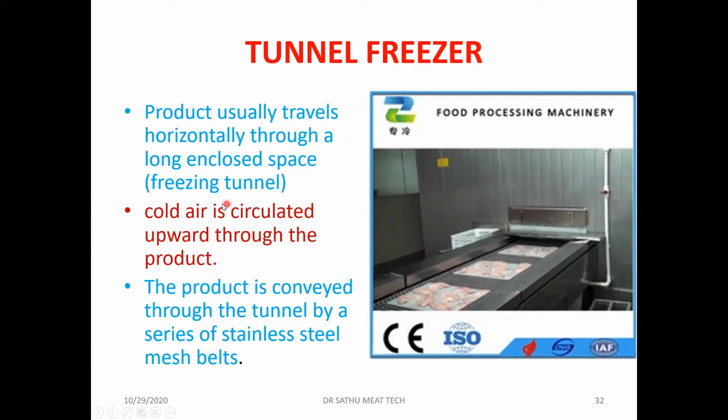The product is moving through this conveyor. It will be getting inward. The cold air is circulated upward through the product, from the bottom. The product is conveyed through the tunnel by a series of stainless steel mesh belts. So this is a mesh belt on which the product is kept, and the conveyor will be moving, and it will get frozen, and it will be coming out. So this is called a tunnel freezer.